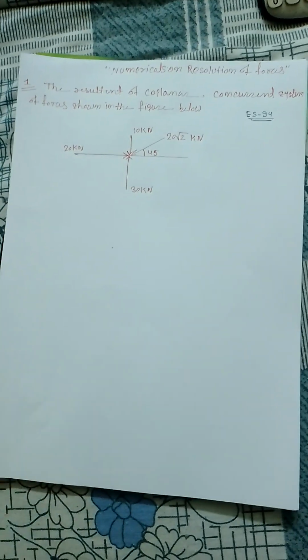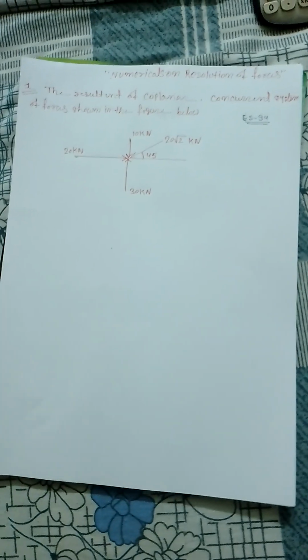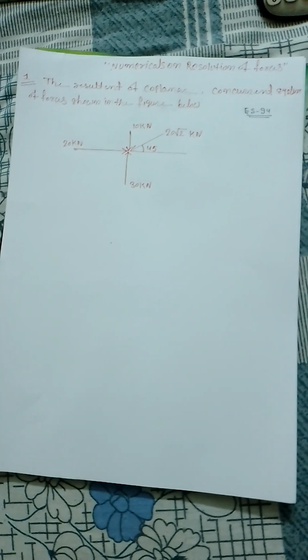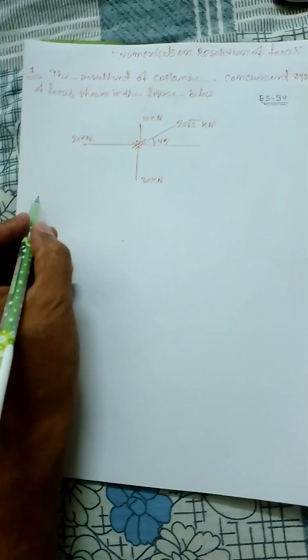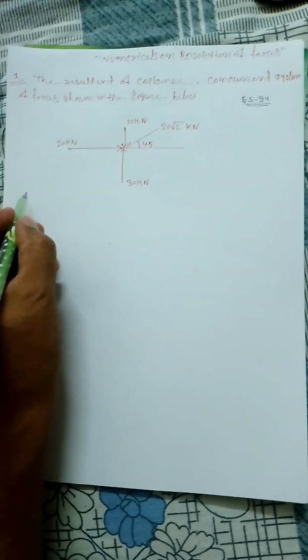Now what we have to do: the forces are coplanar concurrent. Coplanar means the forces are acting on the same plane, and concurrent means the forces are acting on the same point. So we have four forces. First we have to resolve the forces. Let's resolve the forces along the horizontal direction.